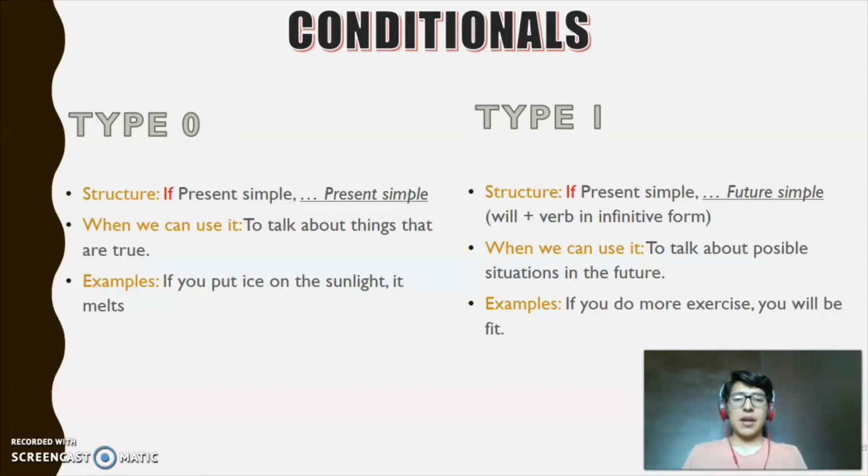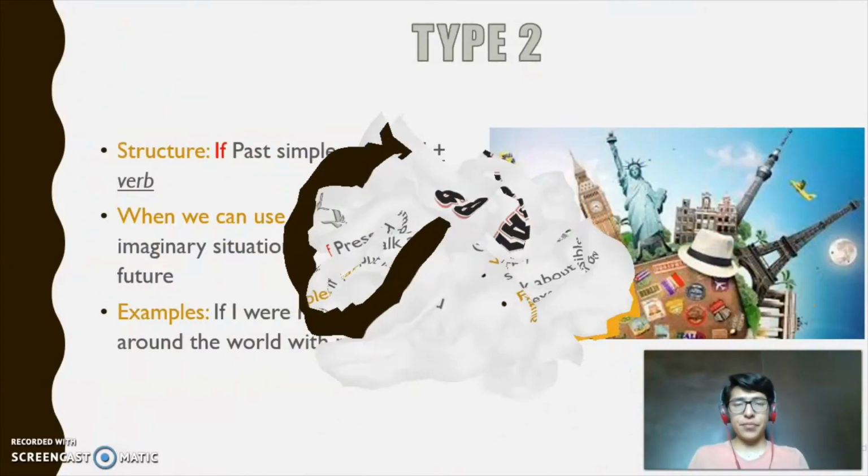Okay guys, and in the type 1, we use the present simple followed by the future simple, that consists of using will and a verb in infinitive form. We can use it to talk about possible situations in the future. An example says, if you do more exercise, you will be fit. Okay guys, I suppose there's no problem in this part.